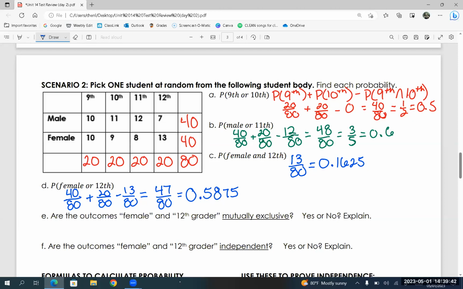Okay, part E, are the outcomes female and 12th grader mutually exclusive? Yes or no? No, because there are 12th grade females that exist. There are 13 female 12th graders.